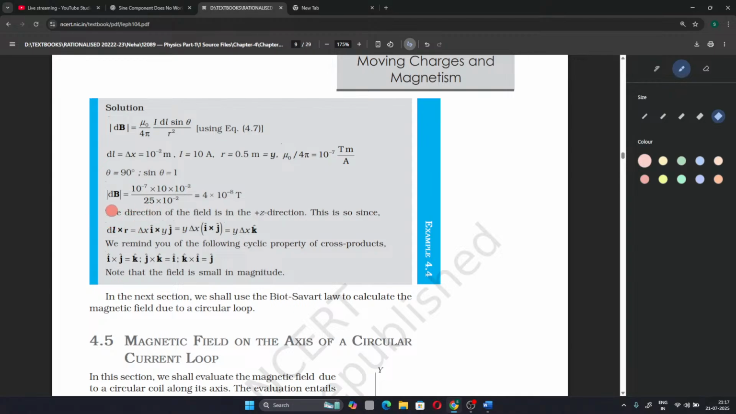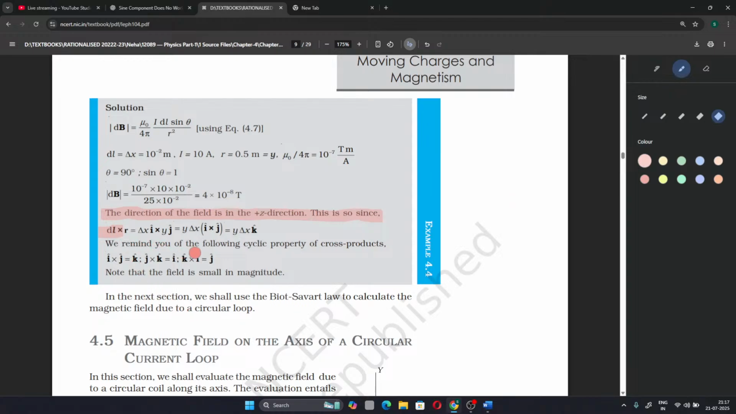The direction of the field is in the plus z direction. This is so since dl times r is equal to delta x I cap times y j cap, which equals y delta x times the cross product of I cap into j cap, which we know is k cap.